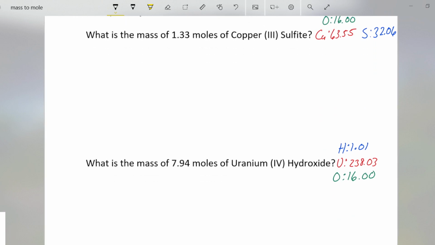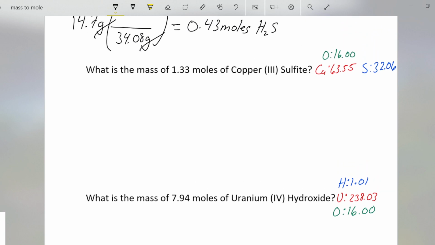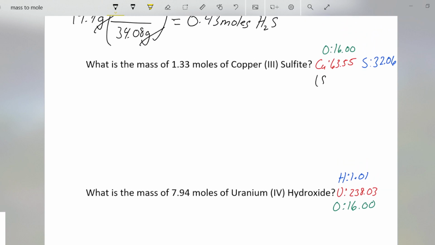What is the mass of 1.33 moles of copper 3 sulfite? So we have to realize that sulfite is SO3 minus 2. And we know that copper is 3 plus. So I write out my copper as copper plus 3. I write out my sulfite ion, SO3 minus 2.